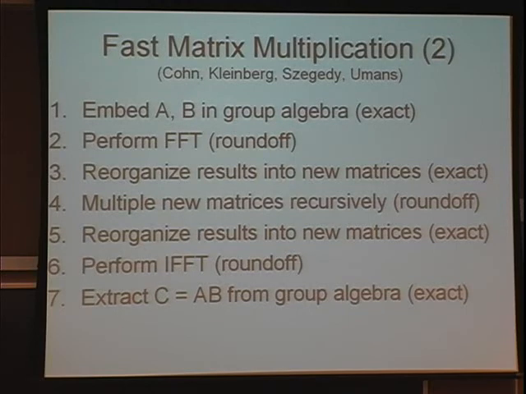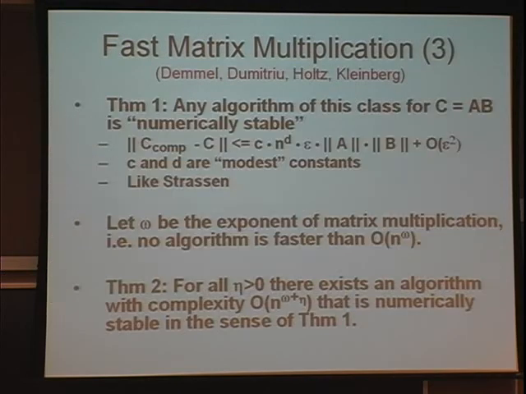This was discovered a few years ago. People are now searching for the right groups. Let me tell you what our contribution is, then I'll finish. We proved that all these algorithms are numerically stable. The theorem says that any algorithm of this class is numerically stable in the same sense that Strassen is: the difference between the true product and the computed product is machine epsilon times some modest constants times norm A times norm B. This is exactly the same kind of bound that you'd get from Strassen.